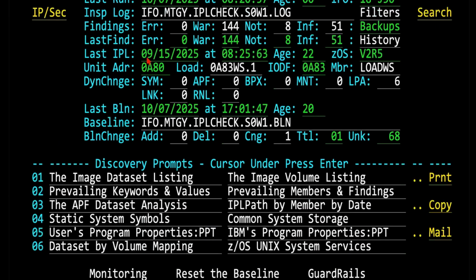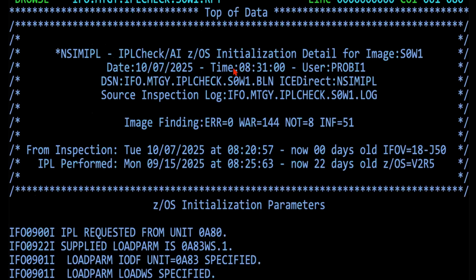When we go back, we can see additional information about the last IPL. The last IPL was on September the 15th. At this time, it's 22 days old, and it was for V2R5. This is the unit address. This is the load parm. I can see specifically what those load parm values were.